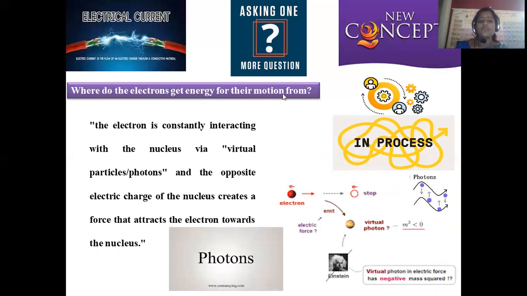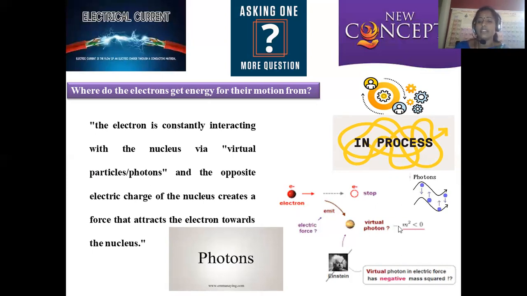Now, where do the electrons get energy for their motion from? How are the electrons oscillating, how are they always having spontaneous motion, from which are they getting energy? Let us discuss. The electrons are constantly interacting with the nucleus via the virtual particles called photons. Photons are the external source of energy packets. And the opposite electric charge of the nucleus creates the force that attracts the electrons towards the nucleus. Here, virtual particles called photons give the energy.